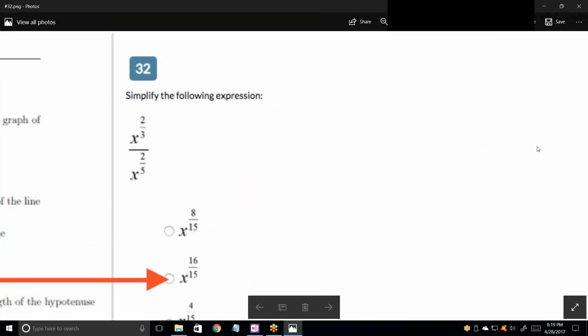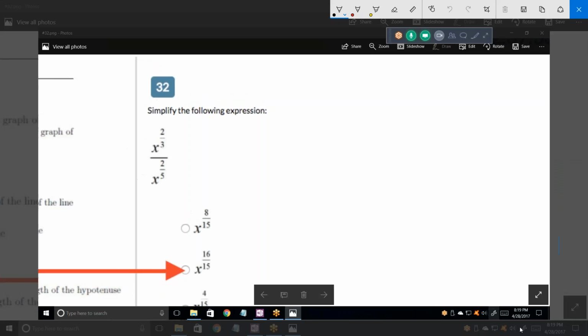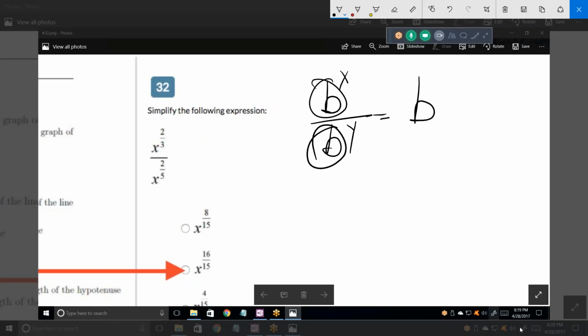Now, these are easy. If I have b to the x divided by b to the y, notice the b's are the same. If your bases are the same, then that's equal to b to the x minus y. Well, that's what we have here. We have the same base, which is x. So what's the answer? X to the what?